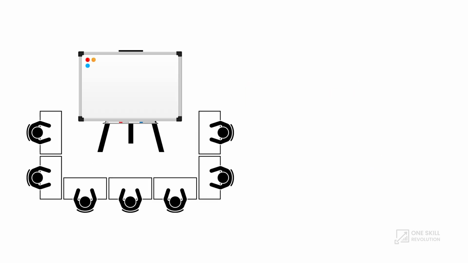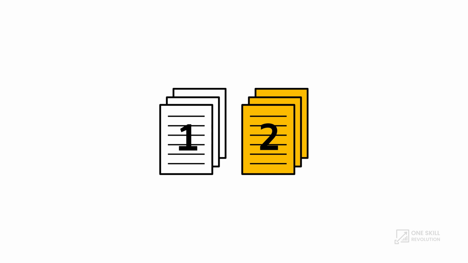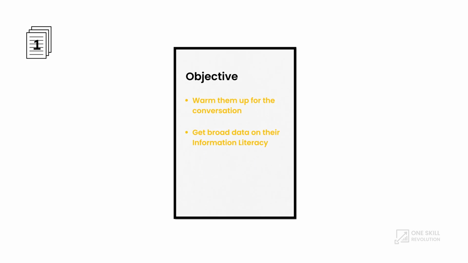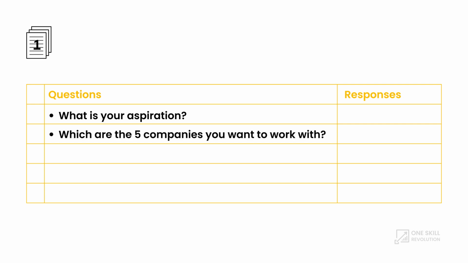Before the interview, our team brainstormed and wrote down all potential questions to ask them. We framed two sets of questions. The first set is generally open to warm them up for the conversation and to get broad data on their information literacy. Like, what is your aspiration? Which are the 5 companies you want to work with? What are the 5 job roles you like to work in?